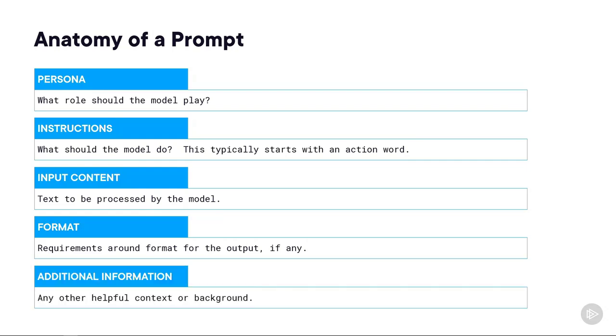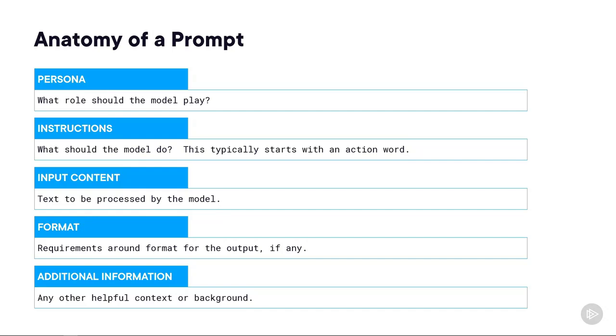And then additional information, just anything else that can help the model to generate a better response. This could be context around the task, it could be background knowledge, or constraints that the model should adhere to. Now, not all prompts are going to have all of these components, but obviously you need to have at least one, and that will be your instructions.